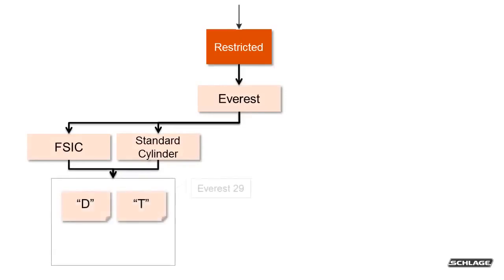Because those are restricted, we give them a different keyway from the open keyway. In the FSIC and standard cylinders, we have the D and T keyways. D is the old-style Everest keyway, and T is the Everest 29. And as you can see, the Everest 29 is backwards compatible. So the T works in all the D cores and cylinders, but the D key will not work in the T cores and cylinders.